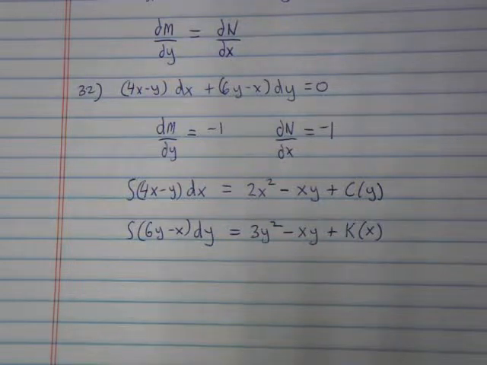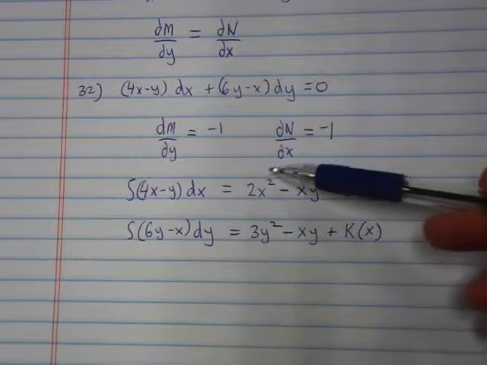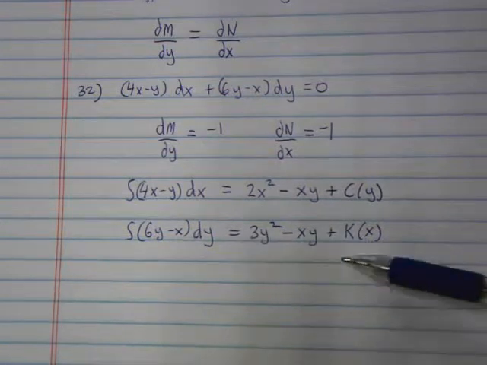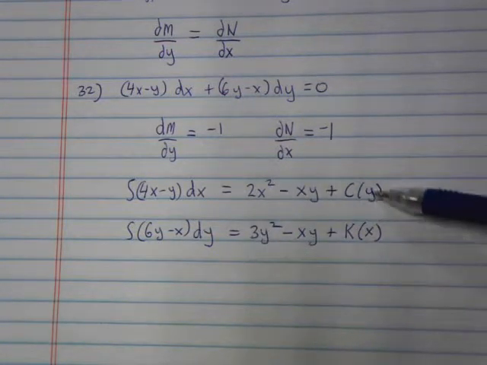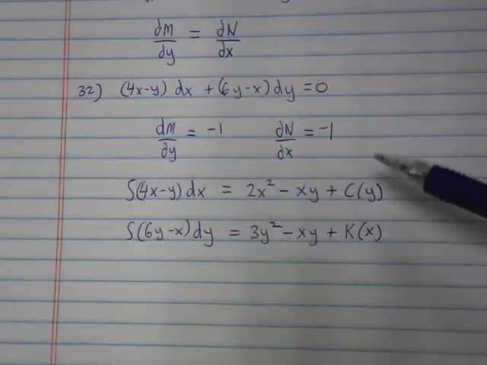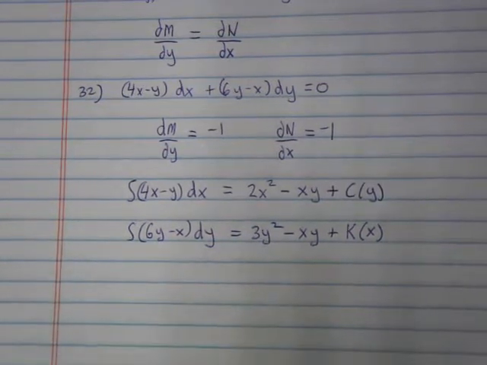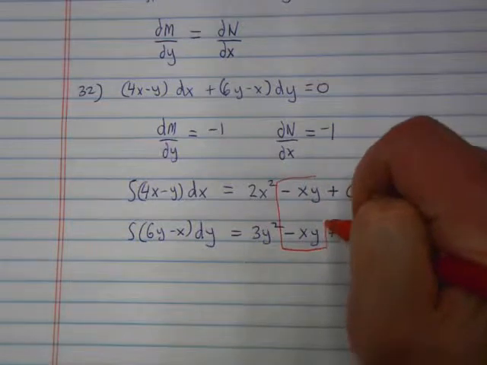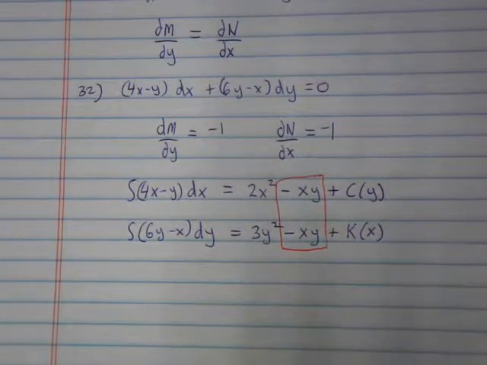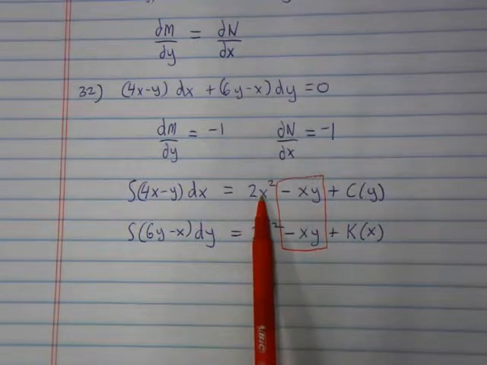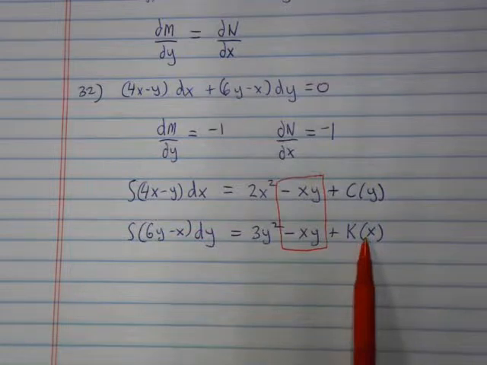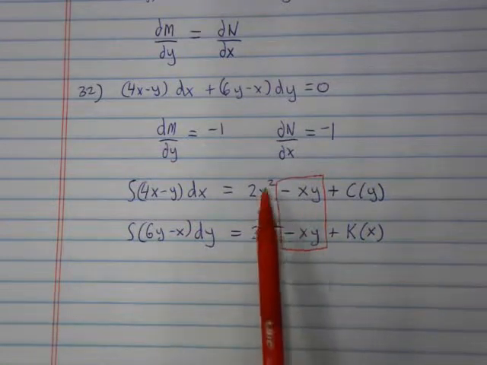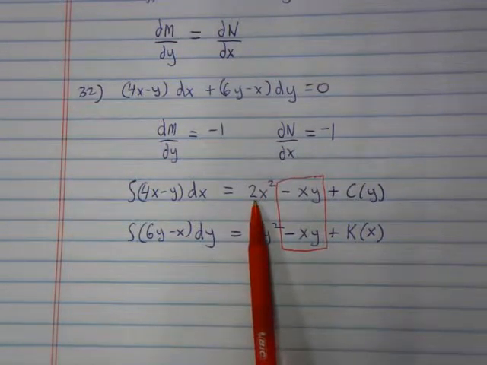All right, so what has to happen? What should happen is you look at these two answers. Wherever you have x's and y's mixed, they should be exactly the same. So notice that here we have a minus xy and we have a minus xy, where the x's and y's should be exactly the same. Here we have a 2x squared. Down here we need a k of x. What's k of x? 2x squared. There's the function that only has x's in it.